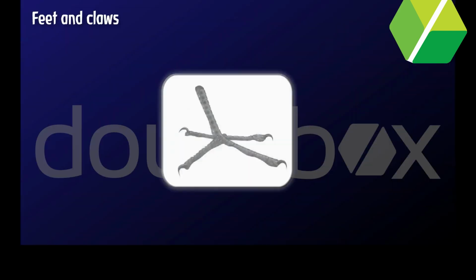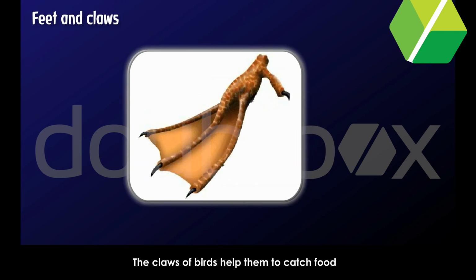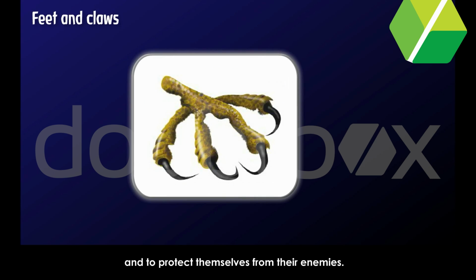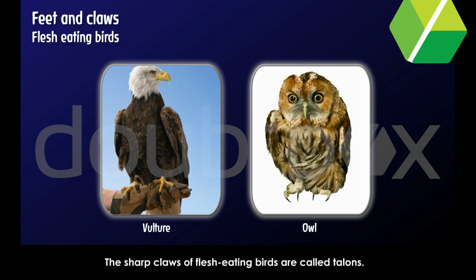Feet and claws. The claws of birds help them to catch food and to protect themselves from their enemies. Flesh-eating birds. The sharp claws of flesh-eating birds are called talons. They help to catch their prey. Example: vulture, owl.